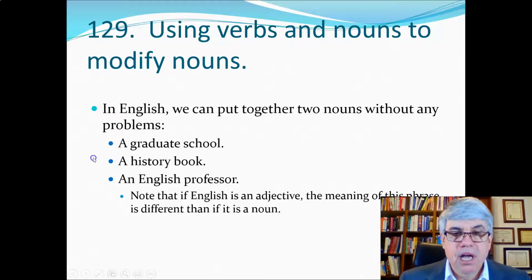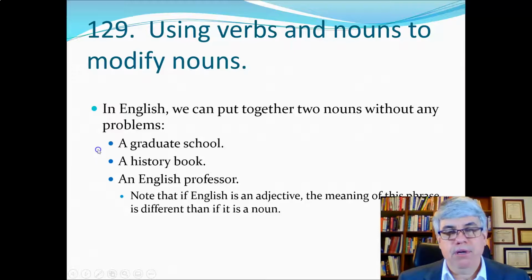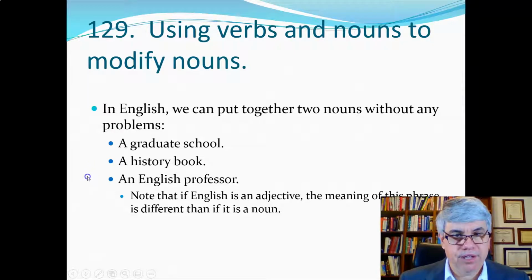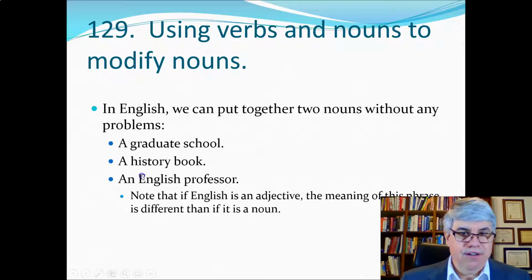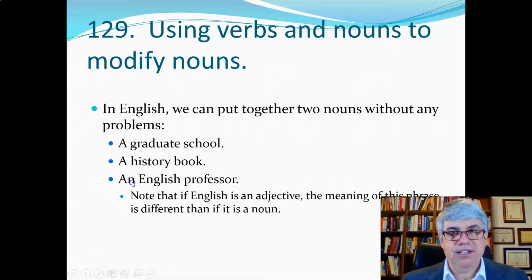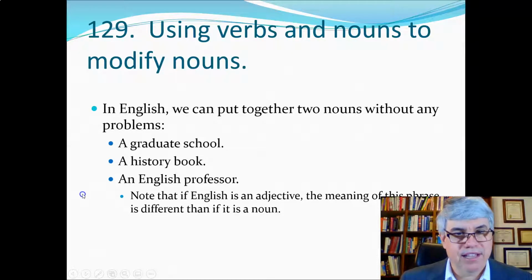For example, a graduate school. What do we mean? We mean a school for graduates. A history book. We mean a book with history or a book of history. And an interesting one is an English professor. What does that mean? That means a professor of English. Now, English is the noun there, the language, but if English is an adjective, the meaning is really different. It means English professor compared to an American professor, something like that.